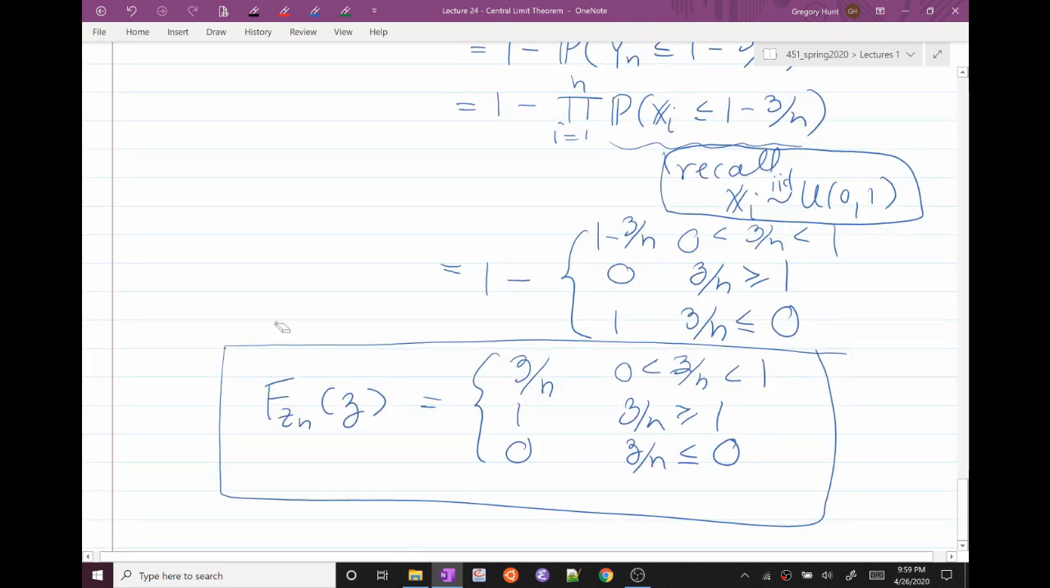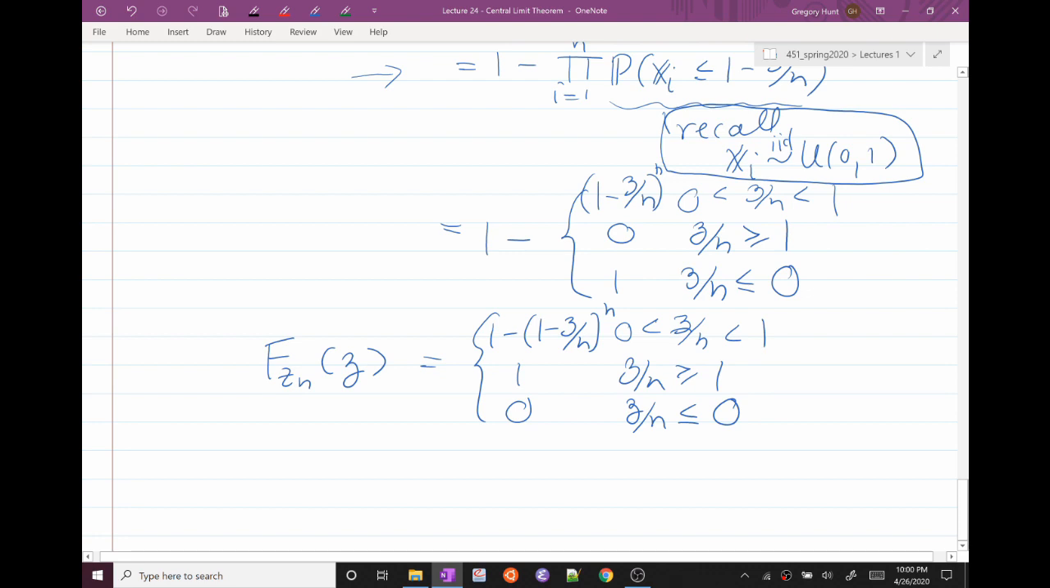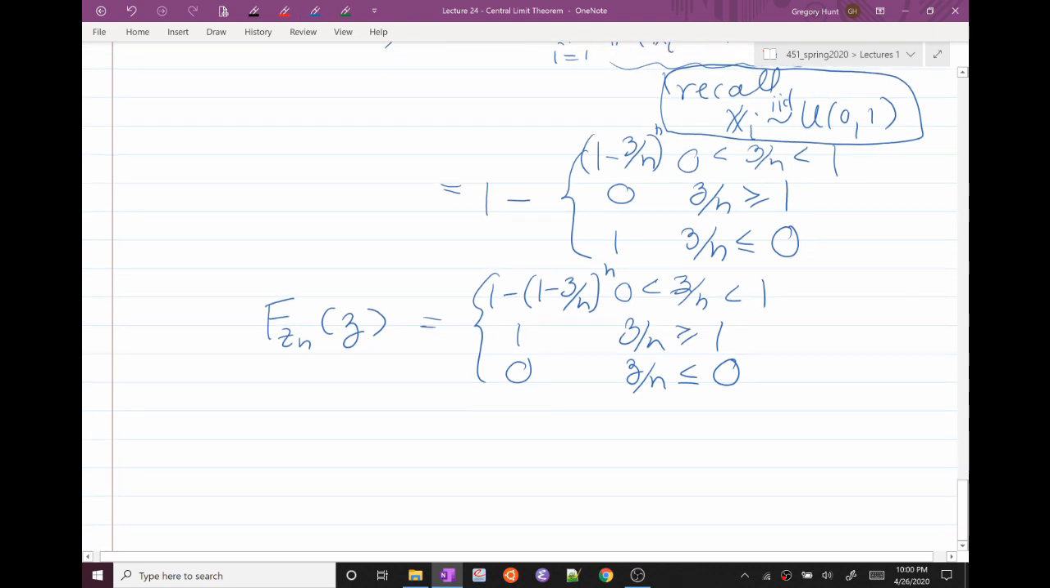We've got to be careful. Let's back up here. This should be to the n. Let's be real careful. This is 1 minus z over n, to the n. When we went from this step here, we had the probability of any of the little x sub i being less than 1 minus z over n was 1 minus z over n. But we had n of them, so we raised it to the nth power. Just fix that, bring that to the power of n. We can't do as much cancellation, but this is what our CDF is.